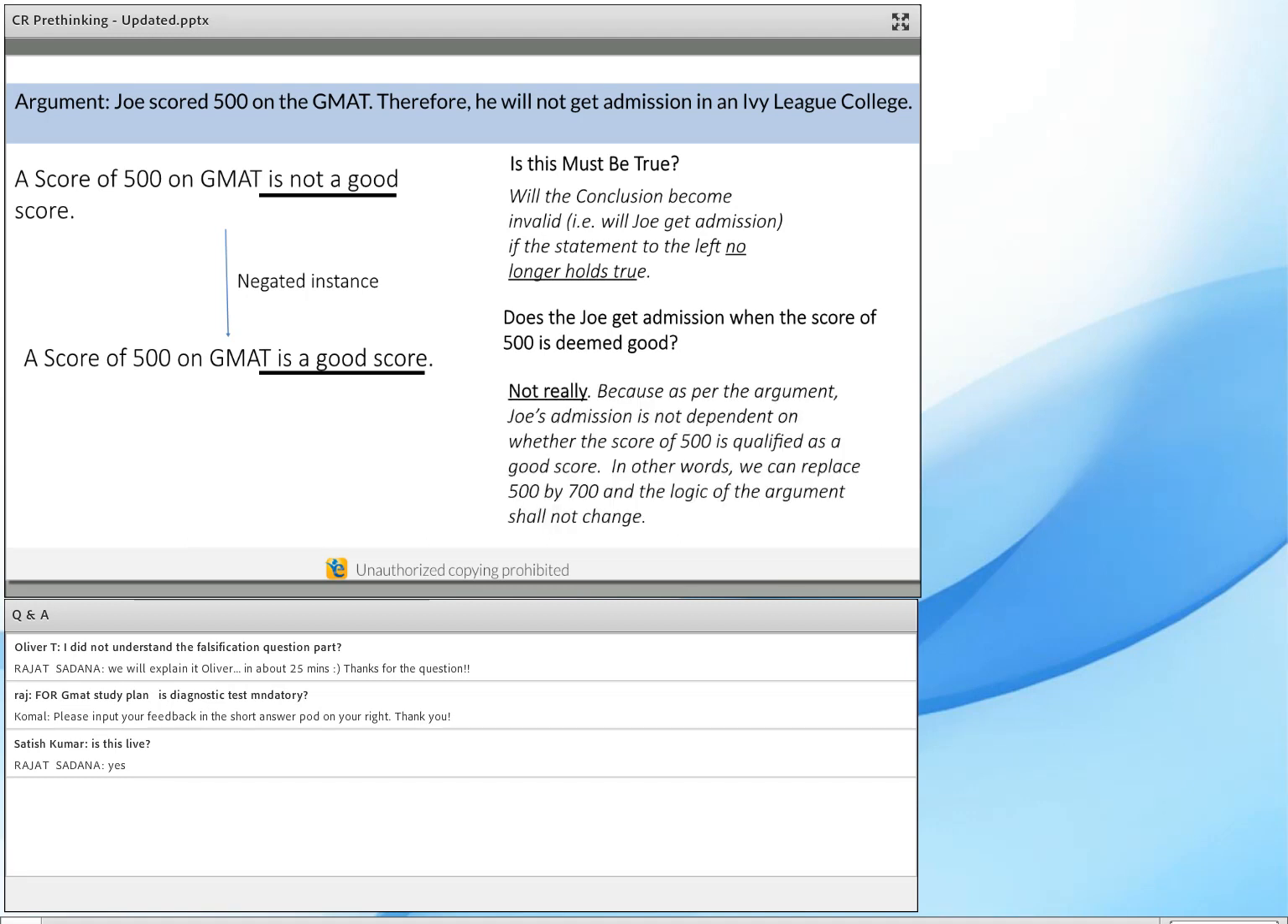Absolutely not. Why? Because when you think of the argument, it's not dependent on whether this score is considered to be a good score or a bad score. You could easily replace 500 with 700, and the logic of the argument would not change. Because the logic isn't predicated on how you qualify this particular score of 500, this answer choice is not a correct assumption based on our analysis.